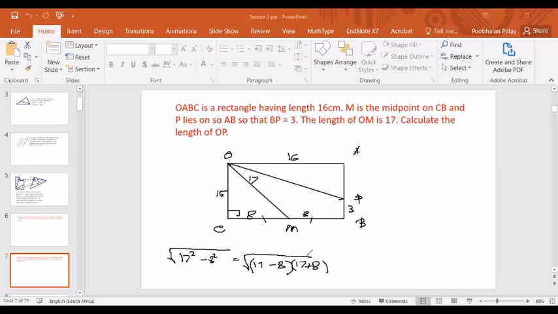Watch this. Look what I'm doing here. A squared minus B squared is A minus B into A plus B. 17 minus 8 into 25, because 17 plus 8. And the square root of that is 3 times 5. How's that, guys?